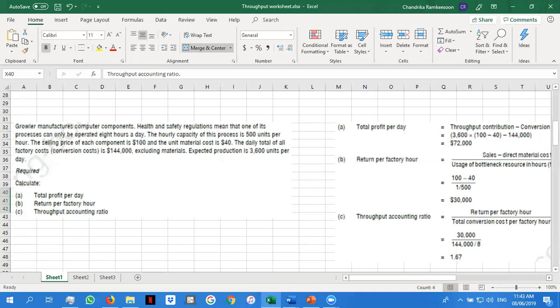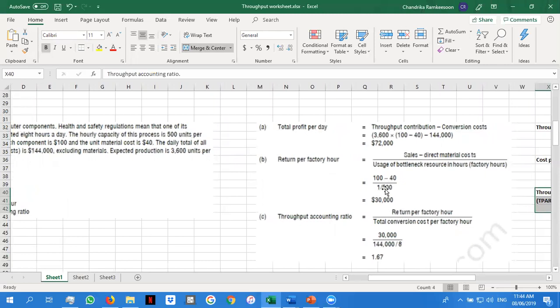Simple proportion calculation. Now, quite a lot of students would have mistakenly just divided this by 500 because they didn't stop to think and look at the question. We are working on a unit basis here. 100 is 100 per unit. 40 is 40 per unit. Dividing by 500 would be wrong because 500 means 500 units. We need the time taken on the scarce resource by 1 unit. 500 units take 1 hour, so 1 unit will take 1 over 500. A small figure, but that's how it is. When we divide 60 by 1 over 500, it comes to $30,000. So the return per factory hour is $30,000.